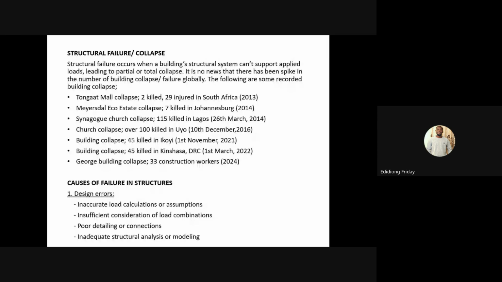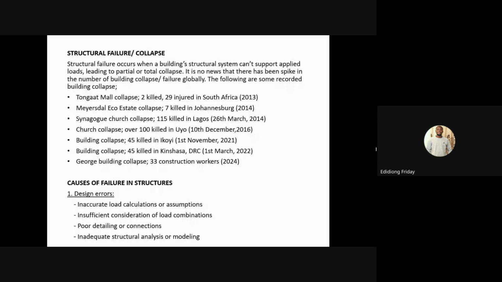Because you could have a good design, good analysis, but because of poor detailing, the people on site may not be able to see what you put and then just do anything, and that may lead to failure. And then the last here is inadequate structural analysis or modeling. Now, if you don't do the right model, like I told the people I taught on Total Structure, if you don't model correctly, you're going to have a wrong design, which will inadvertently lead to a failure.